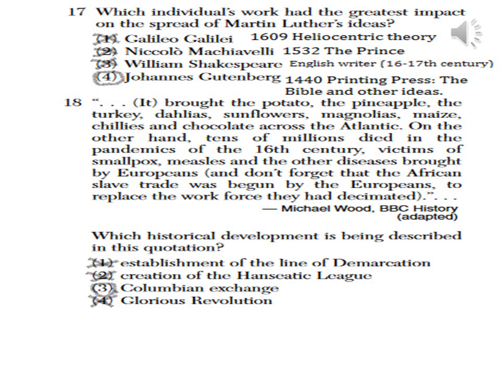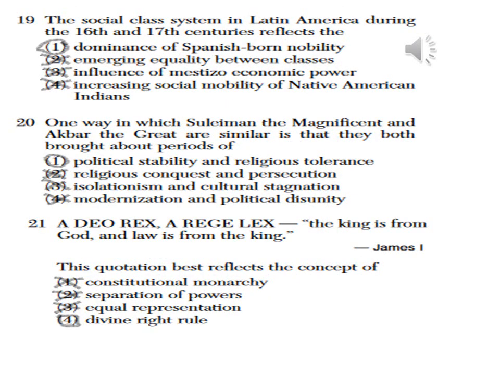Is it 1, the establishment of the line of demarcation? Absolutely wrong. Number 2 is wrong. Number 4 is wrong. It's England, Glorious Revolution. 3, Columbian Exchange. It defines it. So, let's move on. Question number 19.